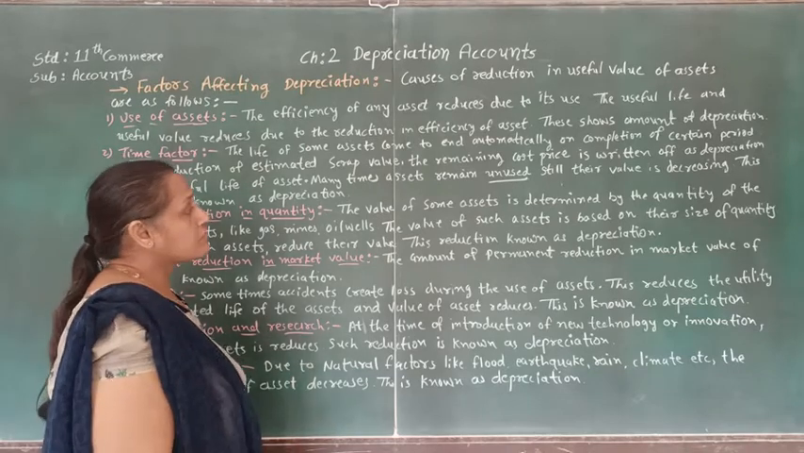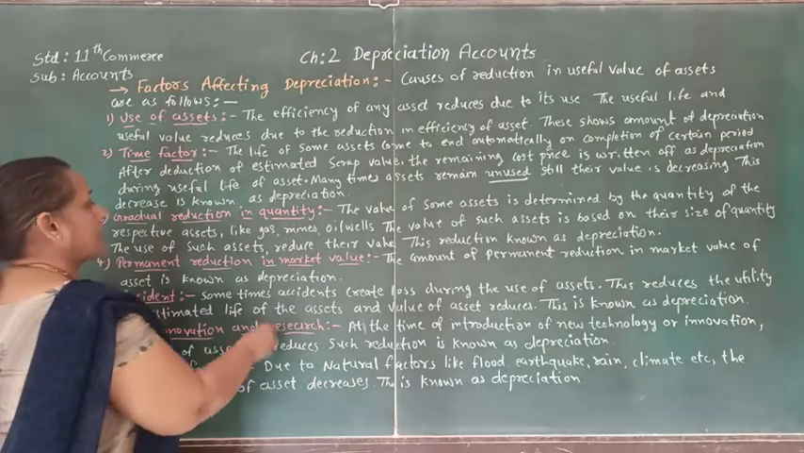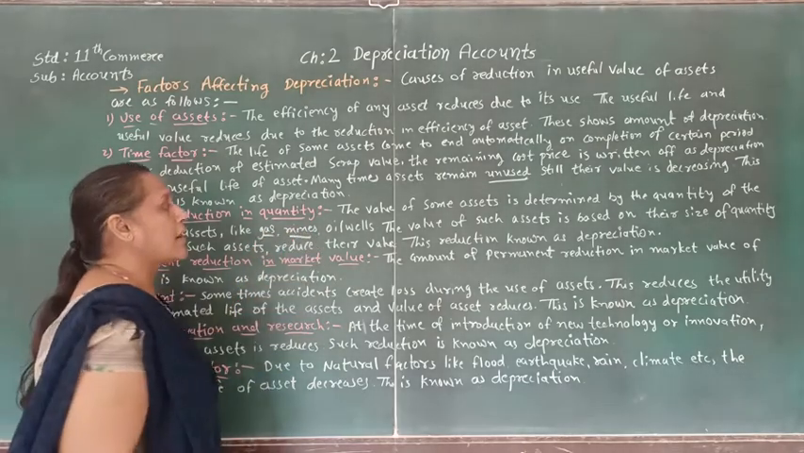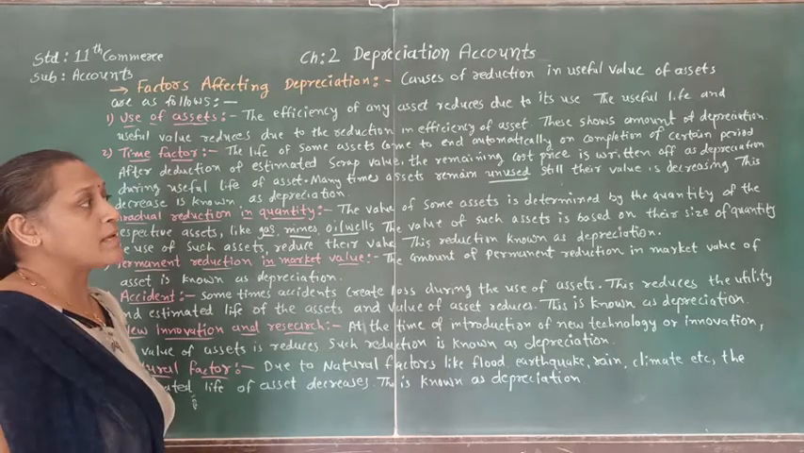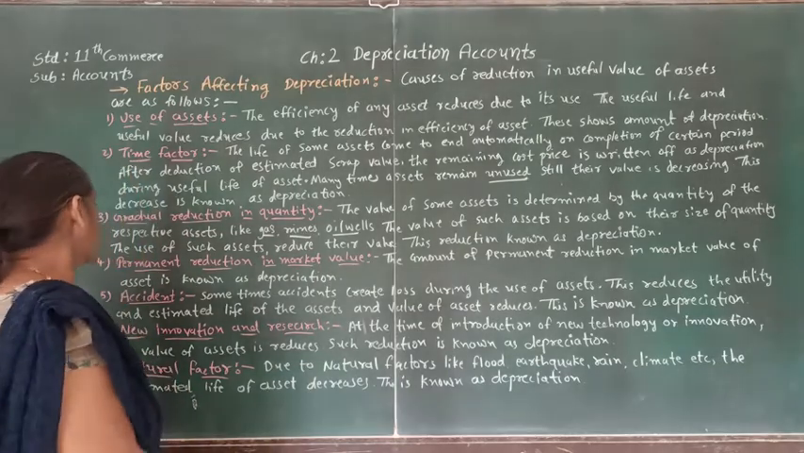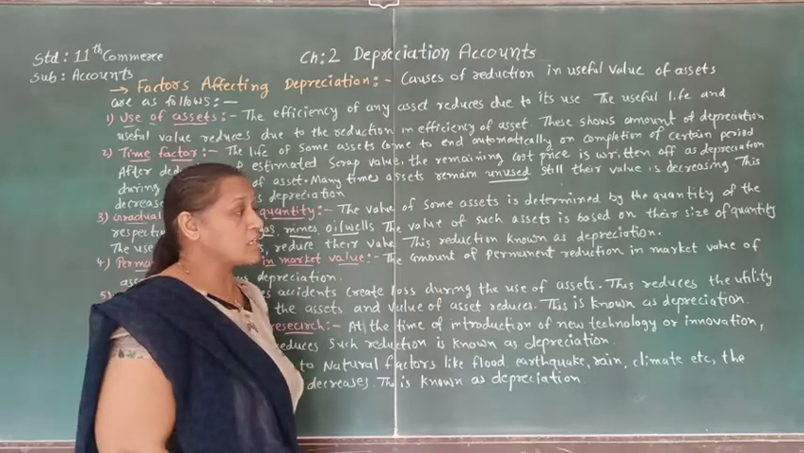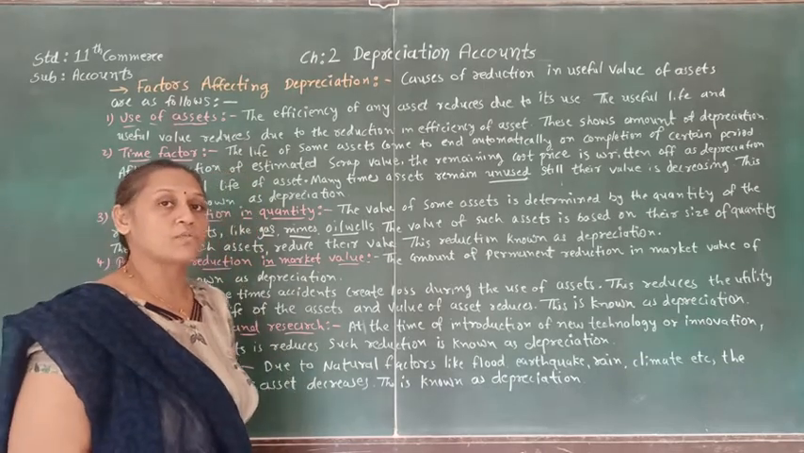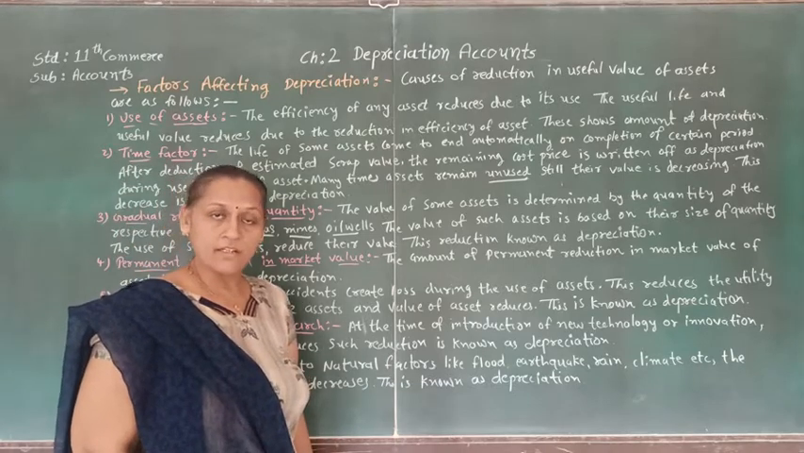The value of some assets is determined by the quantity of the respective asset, like gas, mines, oil wells, etc. The value of such assets is based on their size or quantity. Use of such assets reduces their value. This reduction is known as depreciation. Because we are using that asset, there is a need to depreciate it.